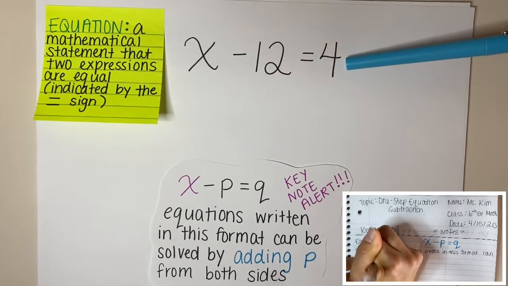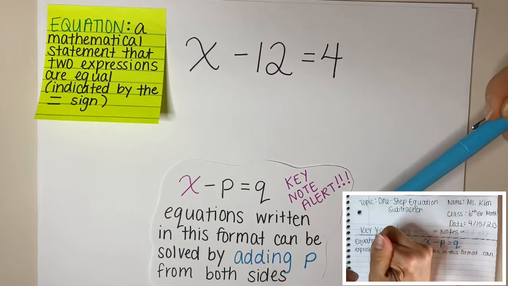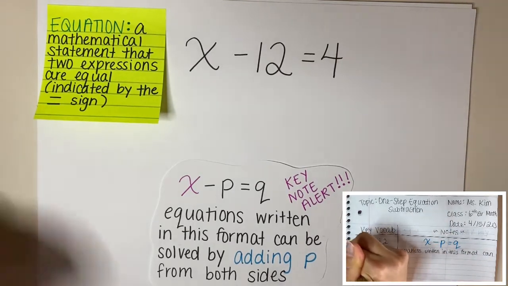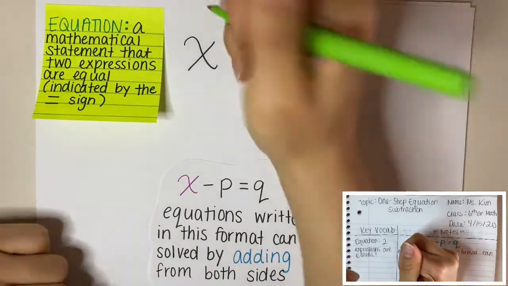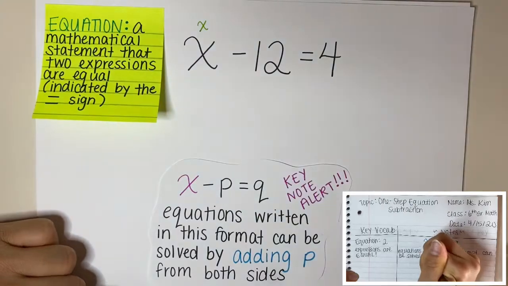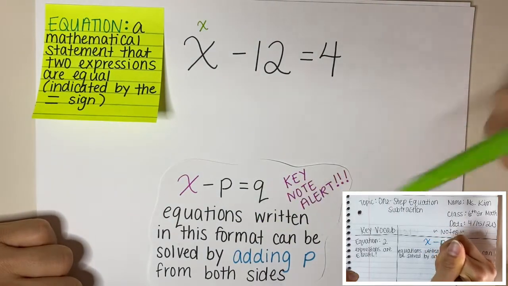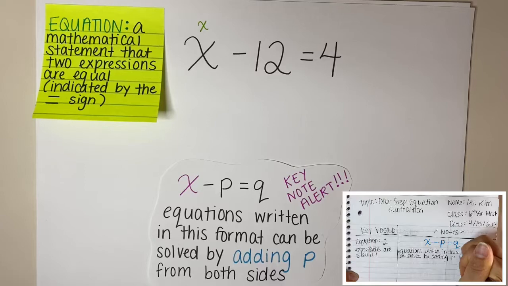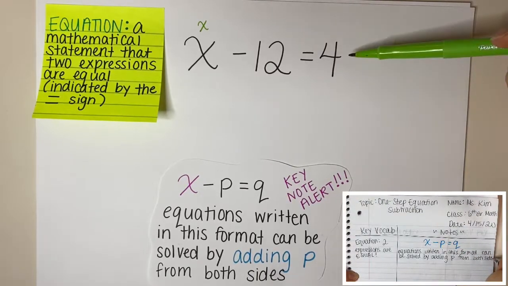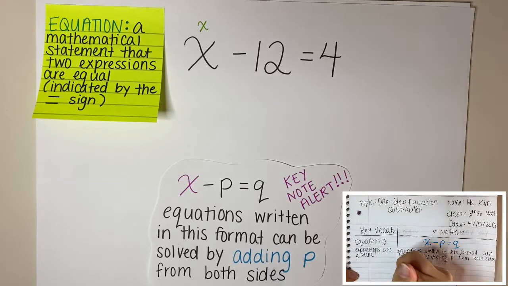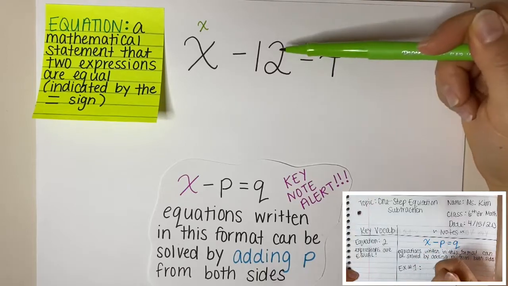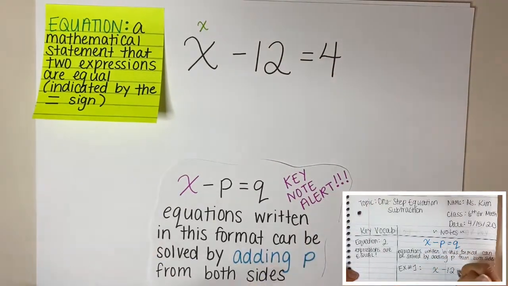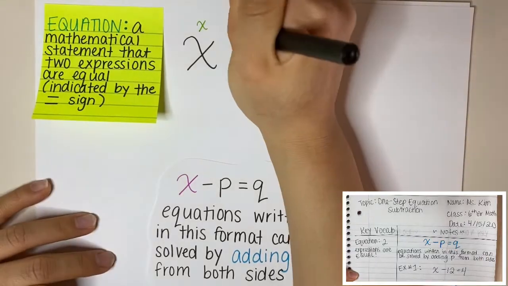So looking at our equation, let's go ahead and see if it matches up with our keynote. If we look here, we have an x here and we have an x up top. This is our variable. So I'm going to label my variable with an x. Here in our keynote, it says x minus p. Let's see if we find the p. Looking up here, I'm looking for a number being subtracted from our variable. Here it is. So this 12 plays the role of minus p.